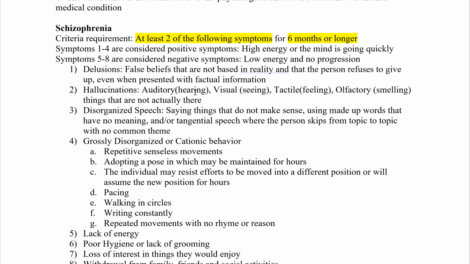The first up to bat is delusions, so false beliefs that are not based in reality, and the person refuses to give them up even when presented with factual information. Again, key emphasis on even when presented with factual information. Other people are giving them evidence and showing them different things that are true. They're not really believing it. They're hell-bent in their own ways.